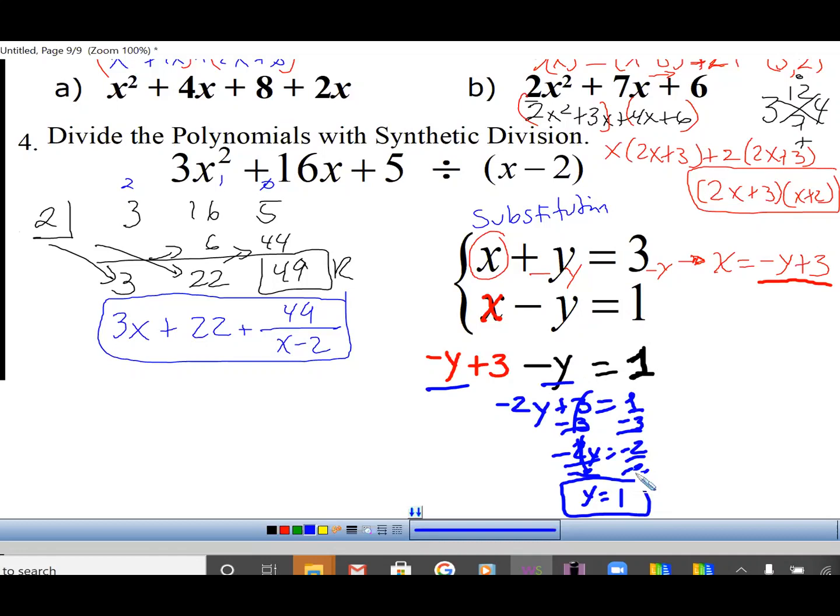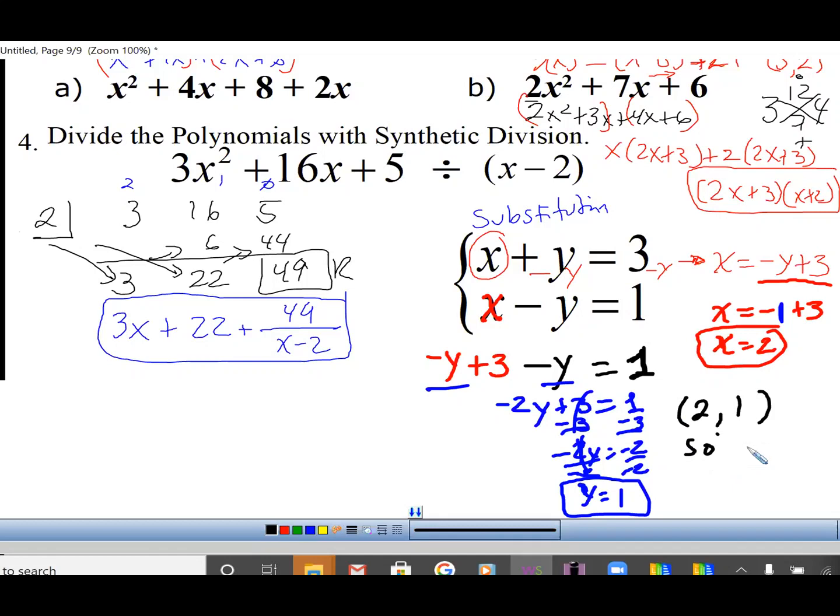Are we done? No, Mr. Q, we need the other variable. When we solve a system, we need both variables solved for. So now we have y. We're going to substitute y over here. So it becomes 1. I bring everything else down. x equals negative 1 plus 3. x equals negative 1 plus 3, that's 2. So we end up with 2 for x, 1 for y.